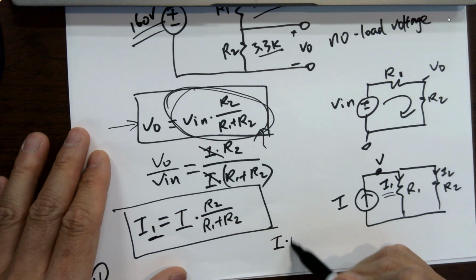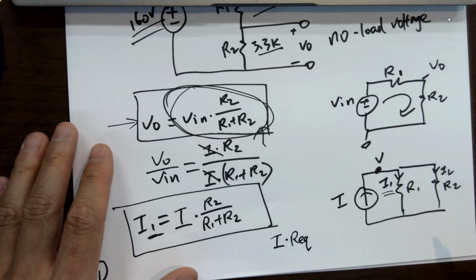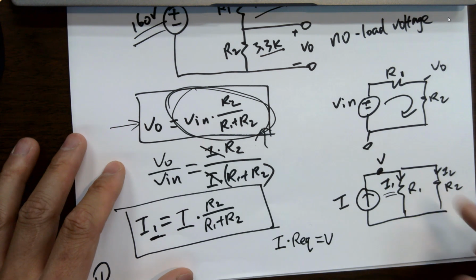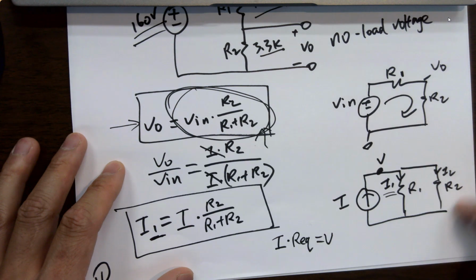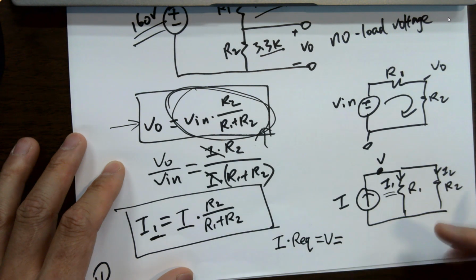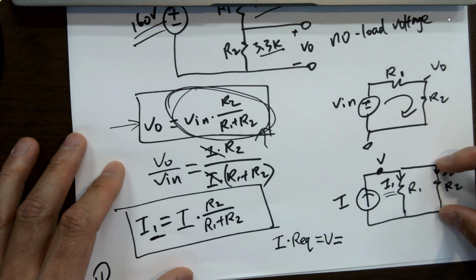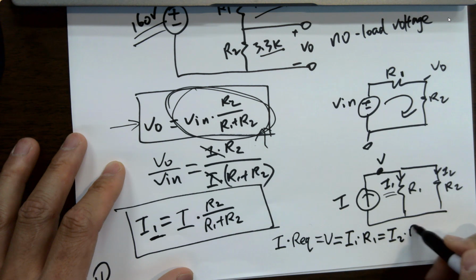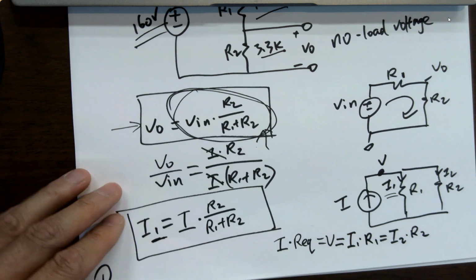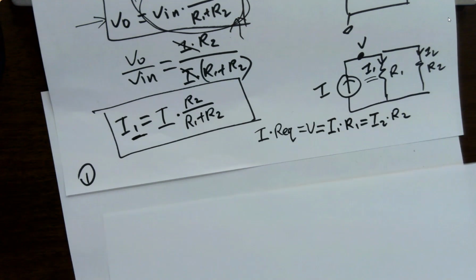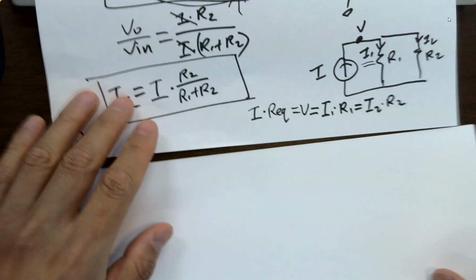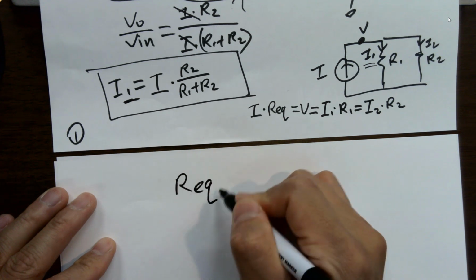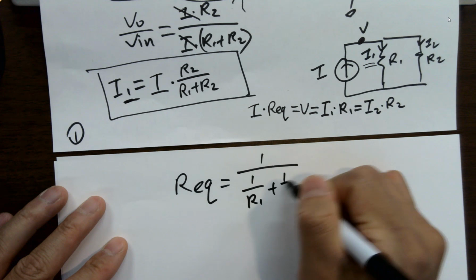I times R equivalent, which is the parallel resistor, is V, right? This is I, and this is the equivalent resistance. I times R equivalent is V, which is also the voltage across R1 and R2. So we can directly write down I1 times R1, which is also I2 times R2. Now what's next? You know R equivalent. We already derived it multiple times in the past. So the parallel resistance equals 1 over R1 plus 1 over R2.